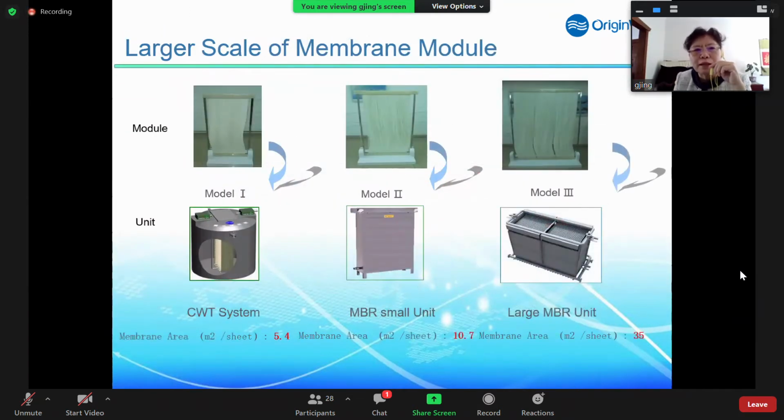And also about the modification of the membrane module and the membrane unit, we see a lot of change and development. There's a large scale of membrane module, from an initial small unit with a surface area of 5.4 square meters. Now we can see the big membrane module developed in Orange Water, which is actually about 35 square meters.